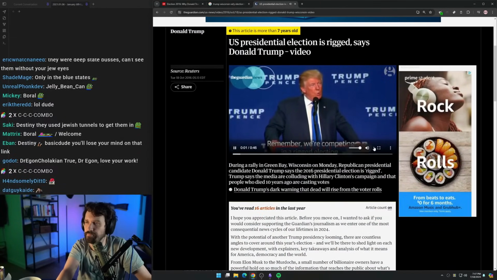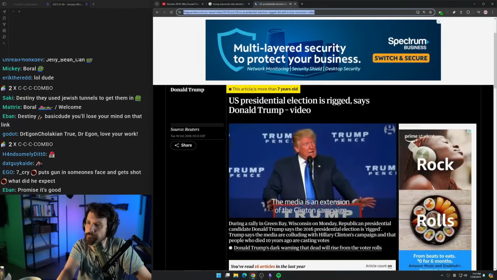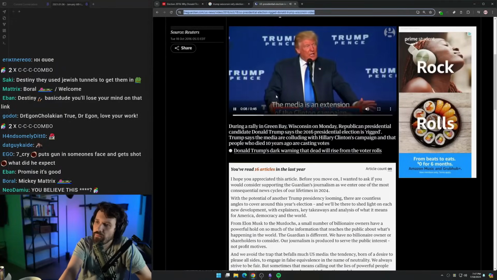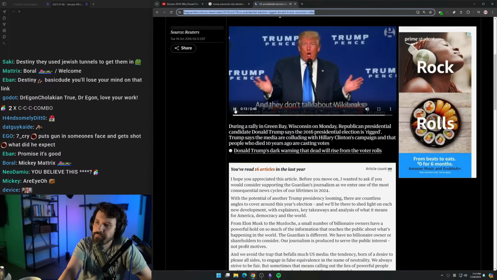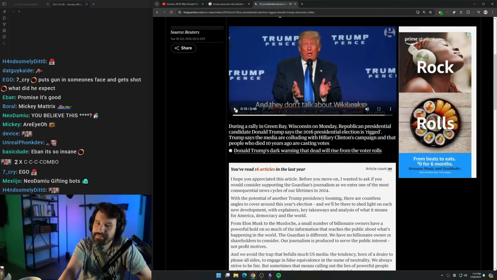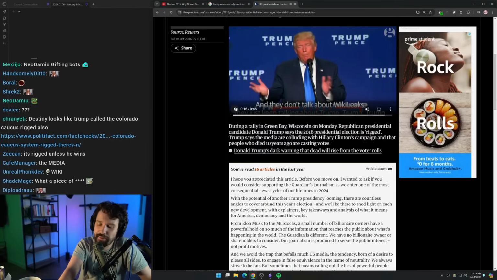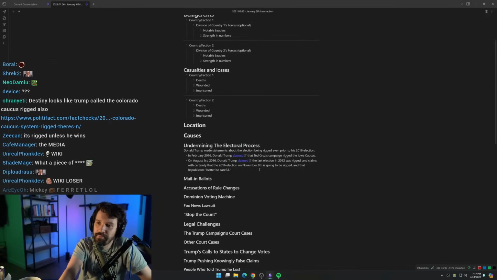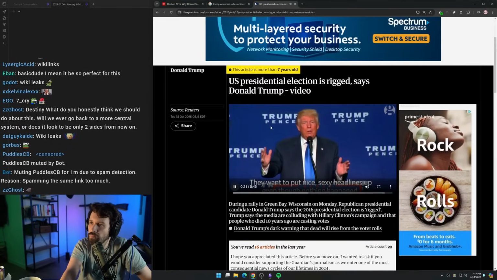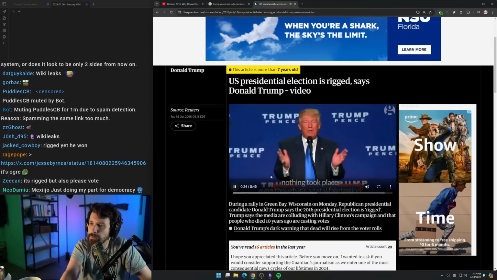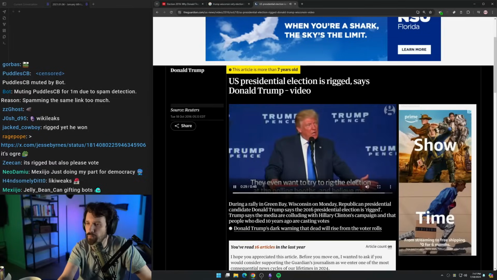Remember, we're competing in a rigged election. This is a rigged election, folks, okay? The media is an extension of the Clinton campaign, as WikiLeaks has proven. And they don't talk about WikiLeaks. They just keep talking about Trump. They want to put nice, sexy headlines up, even though nothing happened, nothing took place, even though it's a total fabrication. They even want to try to rig the election at the polling booths.